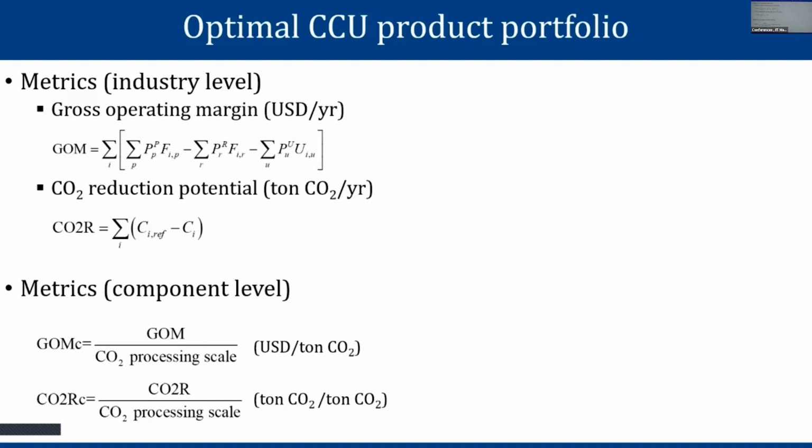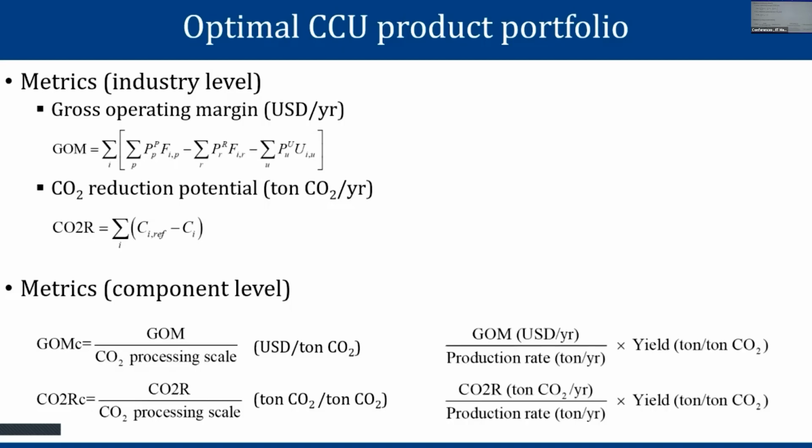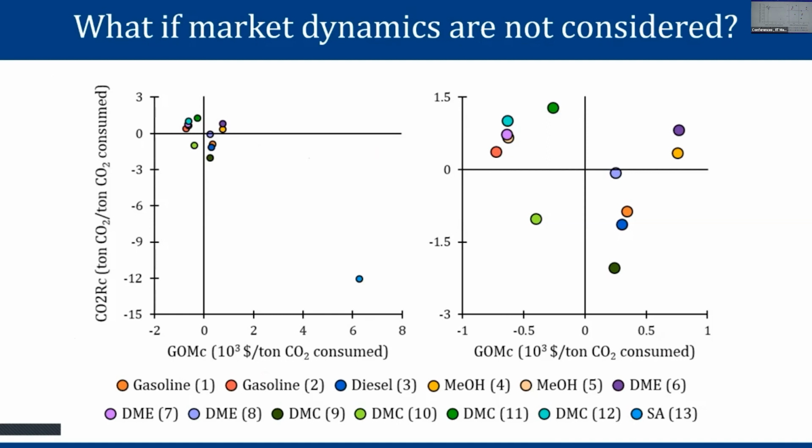economics and the sustainability of different CCU products, we defined two additional metrics shown here. So these metrics can be obtained from the industry level metrics using these equations, and we can see that these metrics have slightly different units. So these two scatter plots show us the relative competitiveness of 13 different CCU products considered in this study when the global market dynamics are not considered.